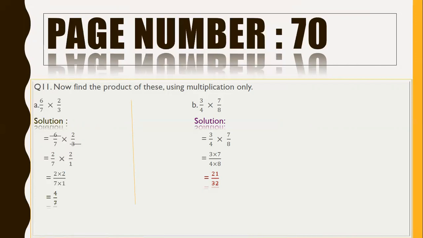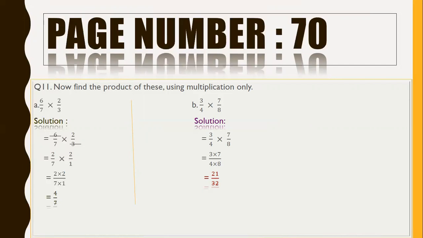Now which two numbers do we have in the numerators? 2 and 2, and in the denominator 7 and 1. 2 multiplied by 2 is 4 and 7 multiplied by 1 is 7. 4 over 7 is our required fraction.